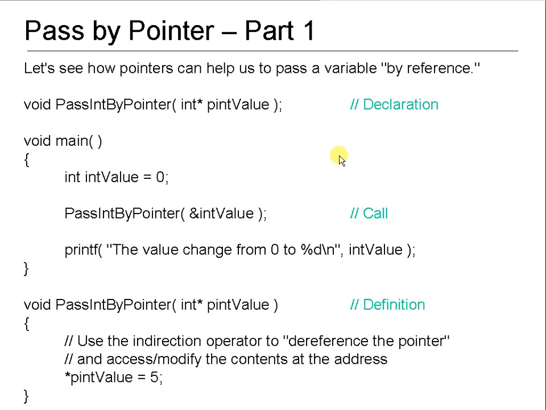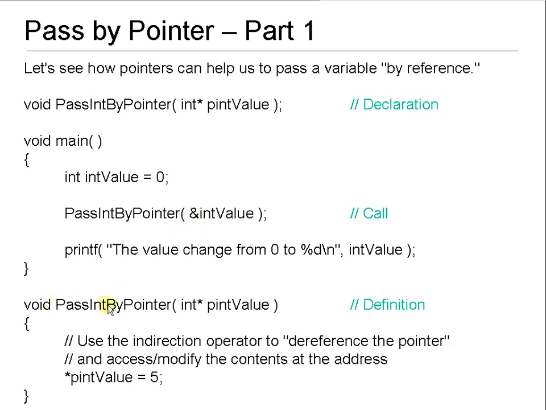Let's see how pointers can help us to pass a variable by reference. That's a simulation. So I've got void pass integer by pointer. Notice my data type is not just an integer, but it's an int pointer, and I have the proper prefix and everything. That's my declaration. Inside main, I declare an integer variable, and I initialize it to 0, and then I pass that by pointer. And so I put the ampersand, remember that is the unary address of operator, and instead of passing the variable, that passes the address of the variable.